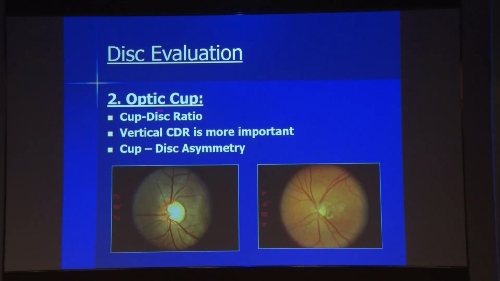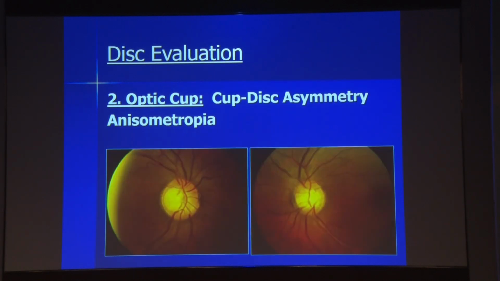Next comes the optic cup. The optic cup disc ratio is the standard. The vertical cup disc ratio is more important. You need to see how much the cup disc ratio is in the vertical manner, and then any cup disc asymmetry you need to evaluate.